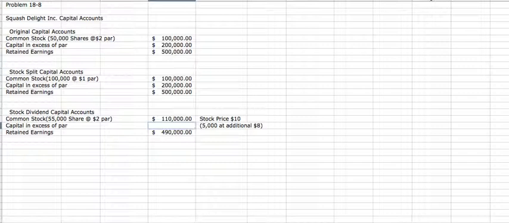So 5,000 shares times $8 is an additional $40,000 that needs to be transferred from our retained earnings account and put into our capital in excess of par account. So that would be 200 plus 40,000. And that has to come from our retained earnings account. So that leaves $450,000 in retained earnings. So let's just check and make sure that the totals are in agreement.